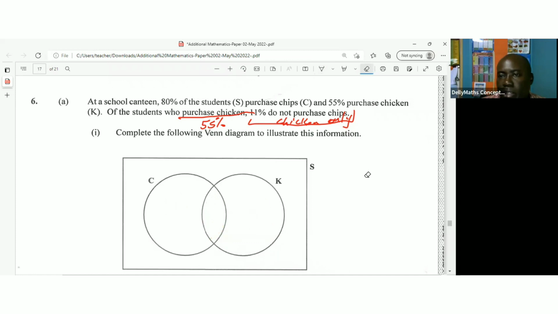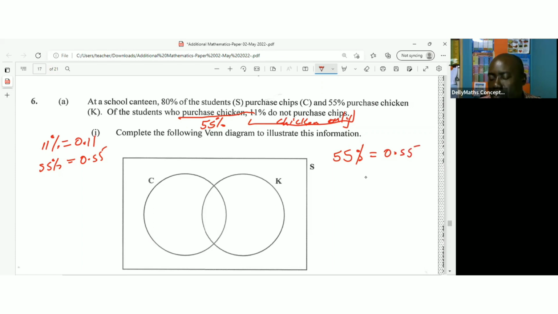What I'm going to do though, I'm going to work with decimals. So I'm going to put my percentages in decimal. For example, 11%, I'm going to utilize it as 0.11. That's 11 over 100 anyway. 55%, I'm going to use it as 0.55. I'm just going to be working with some decimals. So we were told that everything in K is 55%, and I'm saying it's 0.55 as a decimal.